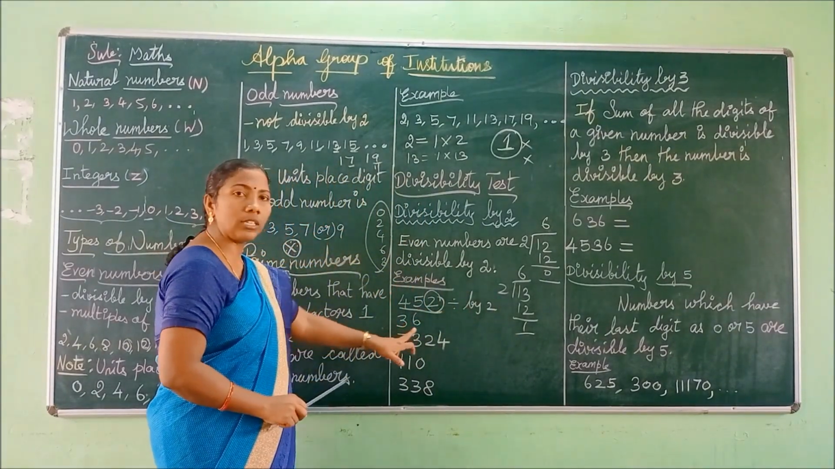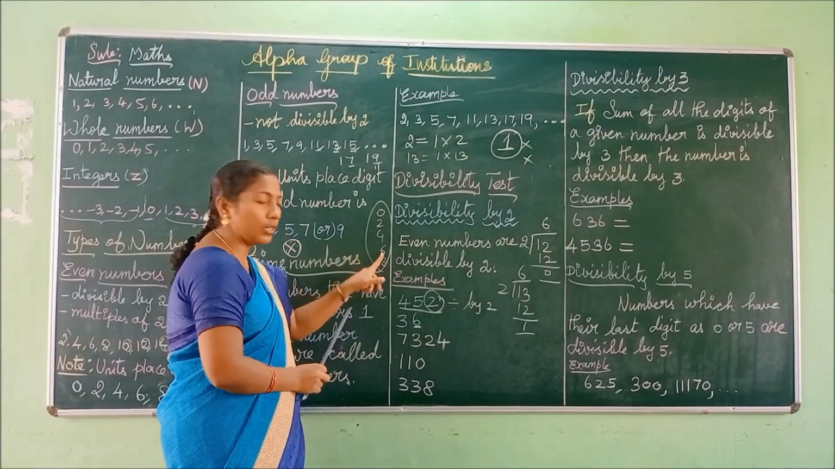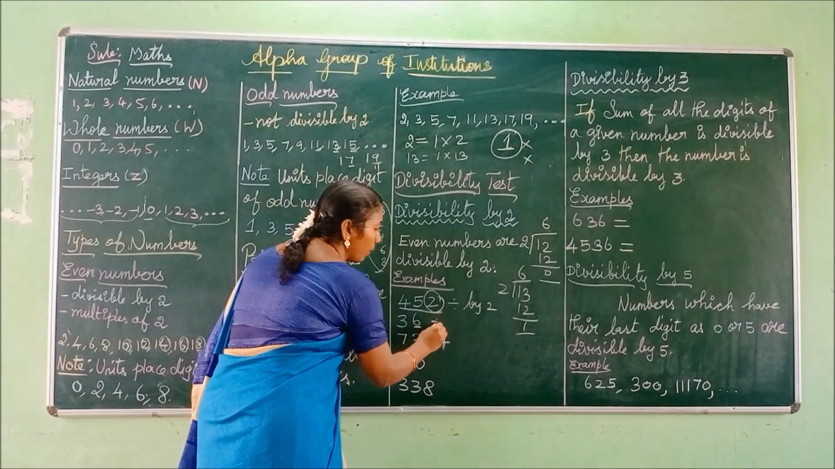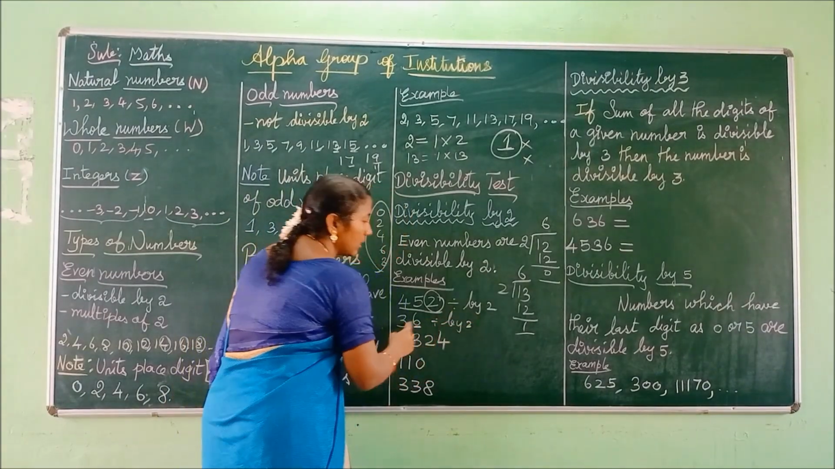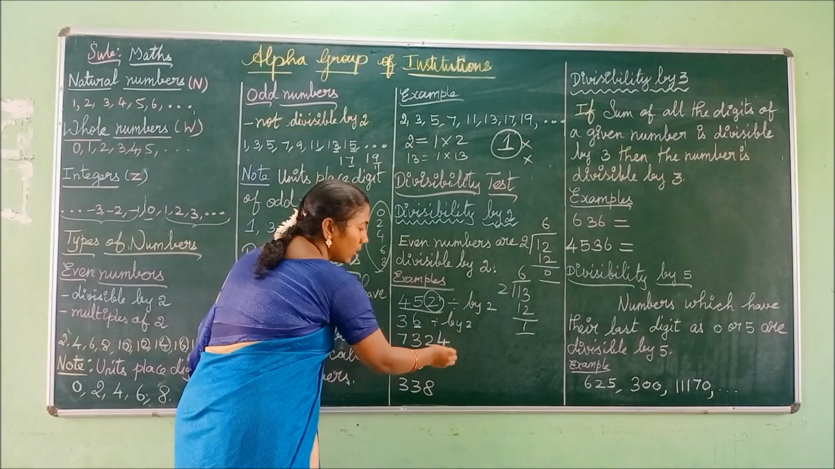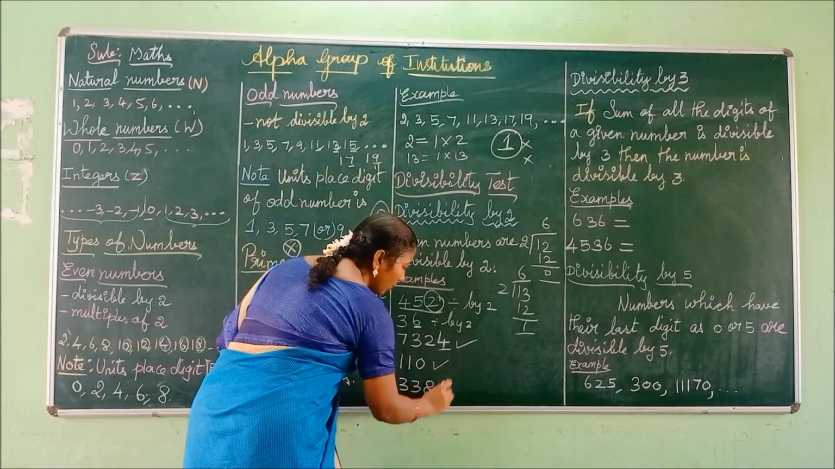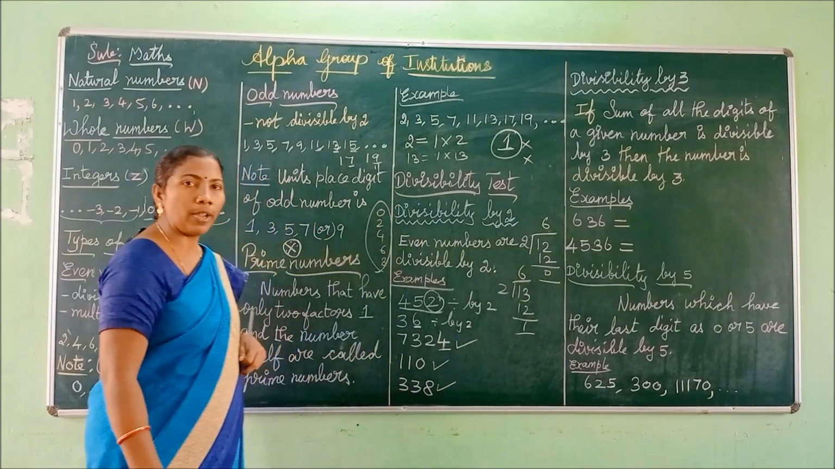See the next one, 36. What is the last digit? 6. So it is an even number, so it is also divisible by 2. If you divide 36 by 2, definitely you get the remainder 0. Similarly, see, this is also an even number, so it is also divisible by 2.